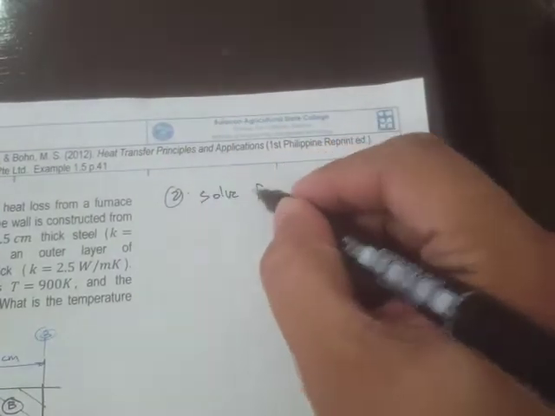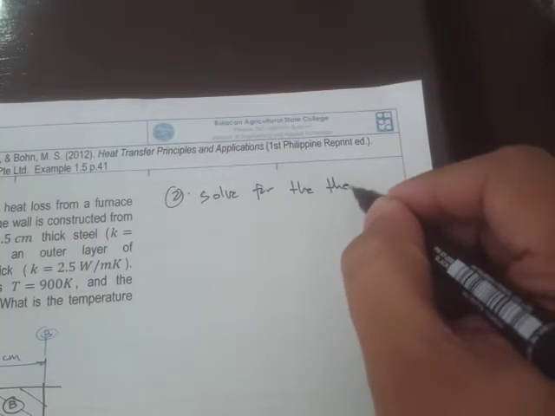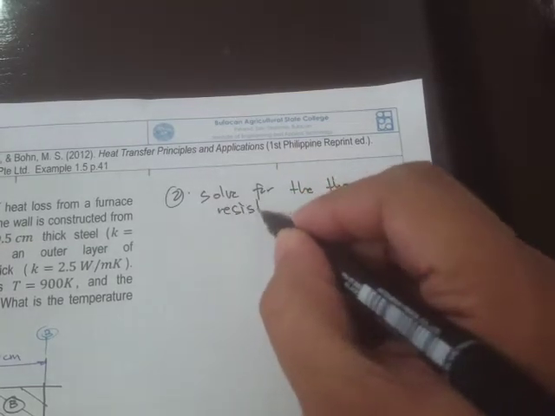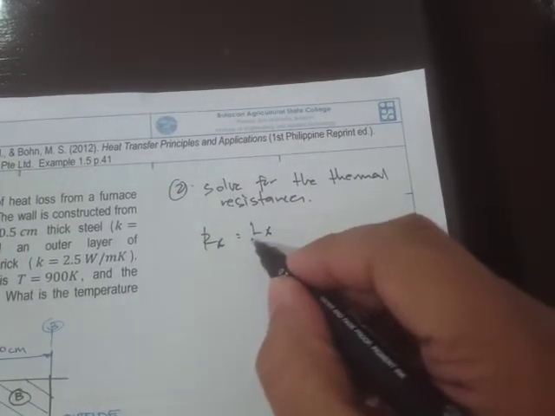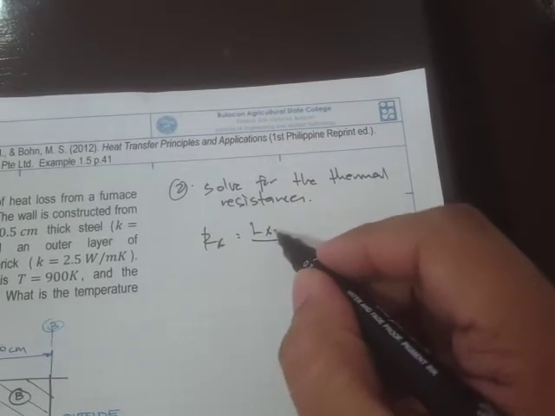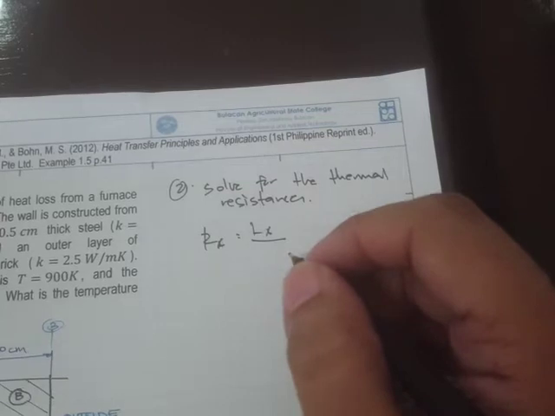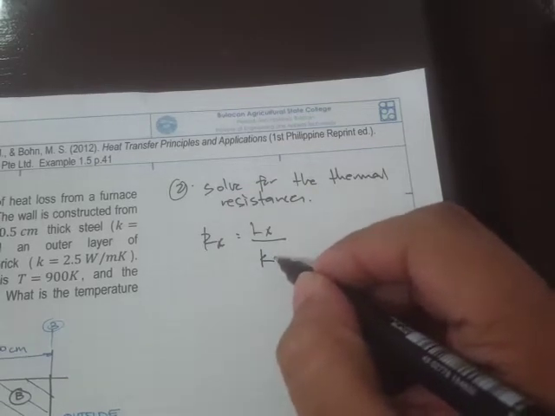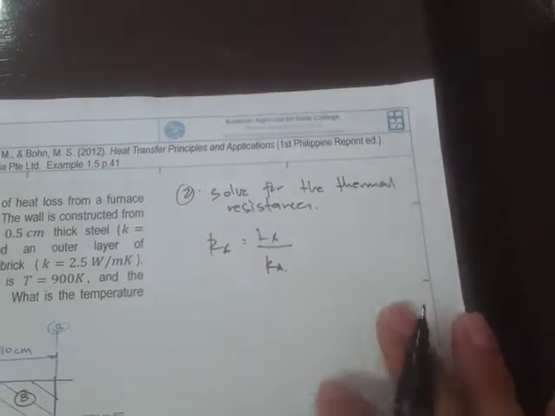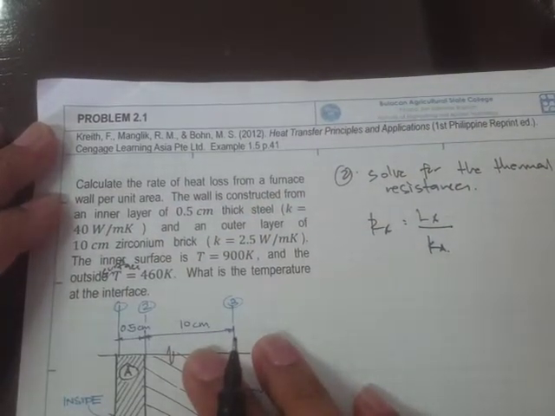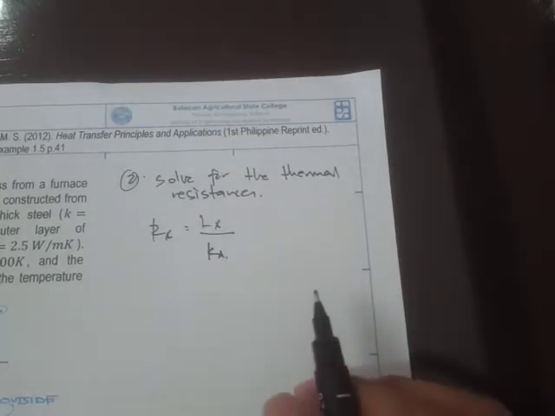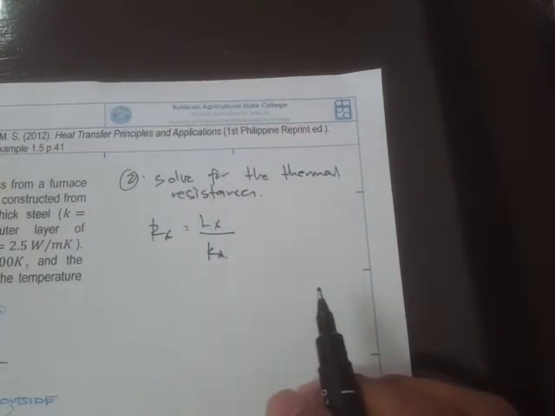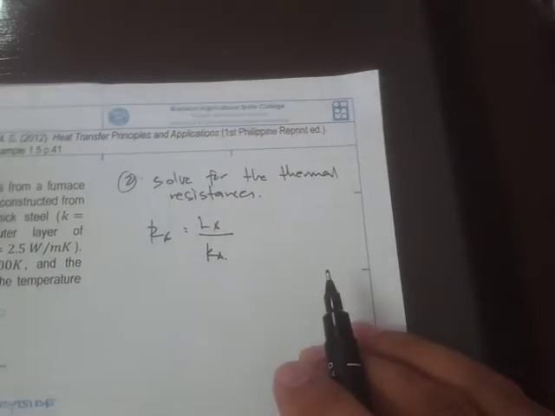Now let's solve for the thermal resistances. First, R sub A is equal to, our equation, the length corresponding to A over the thermal conductivity corresponding to A. Note that in this case there's no area given perpendicular to the heat flow, and therefore we'll just use this expression L over k, and therefore our heat would be in terms of flux.